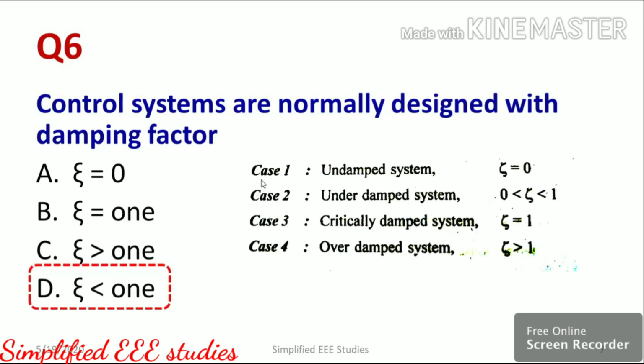Now we can inspect different cases. Case 1, undamped system, for zeta value equal to 0. Zeta is known as the damping ratio. Damping ratio is nothing but the actual damping to the critical damping. If the value of zeta is less than 1, then it is an underdamped system. We prefer the underdamped system; it is normally used. If the value of zeta equals 1, then it becomes a critically damped system. If the value of zeta is greater than 1, then it becomes an overdamped system. These are the different cases. Based on the value of zeta, that is the damping ratio or damping factor, we can define what type of system it is.